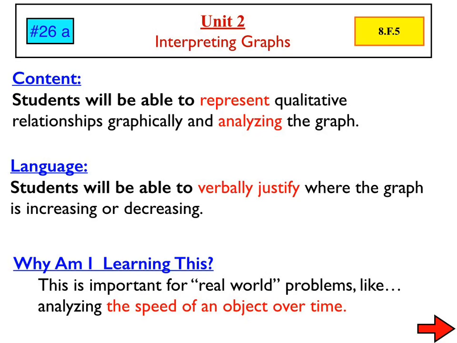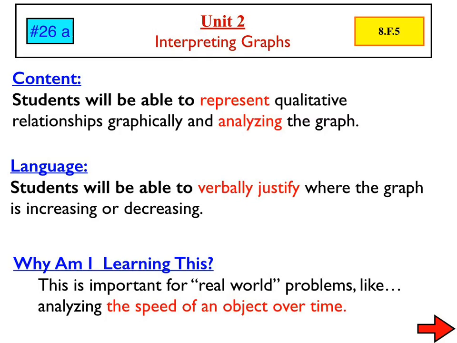Today, lesson 26A, interpreting graphs. Yesterday, we spent some time talking about nonlinear functions. And today we continue with that theme of graphs that are not necessarily linear. So today we're going to represent qualitative relationships graphically, and we're also going to analyze that graph, and then we'll be able to verbally justify where the graph is increasing or decreasing.